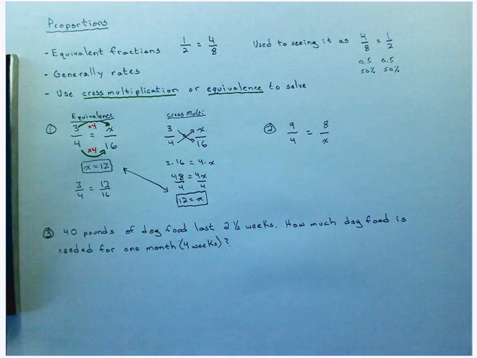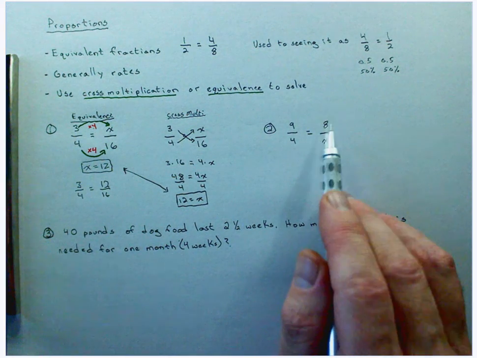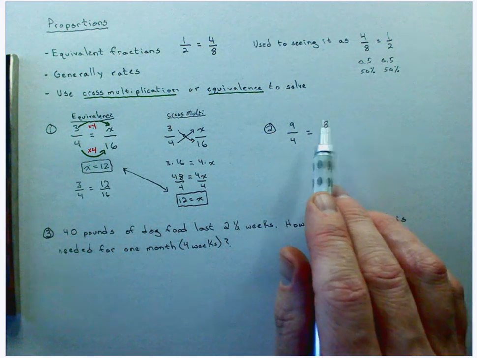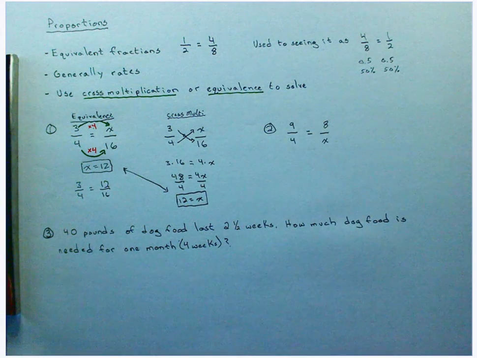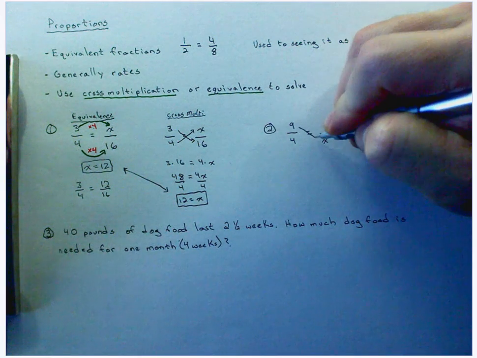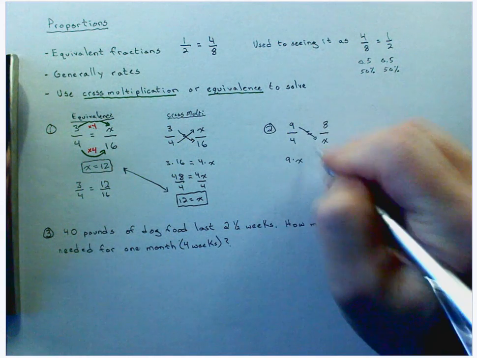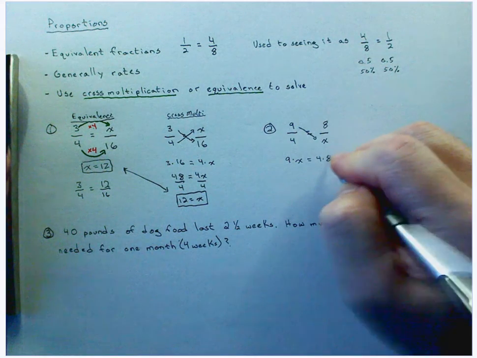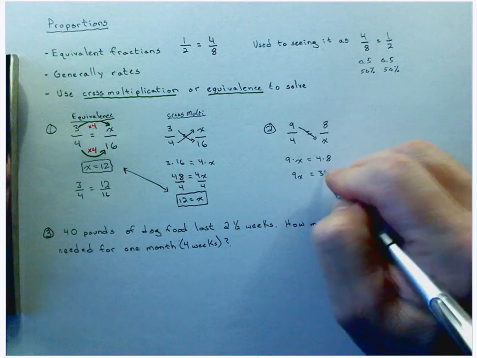Whenever you look at it, you sit there and say, oh my goodness, I'm going from 9 to 8. How did I do that? And there is no minus 1. It's only through multiplication. Okay, so I can't see the equivalence here. So what am I left with doing? Cross multiplying. So I'm going to say 9 times x equals 4 times 8. That becomes 9x equals 32.